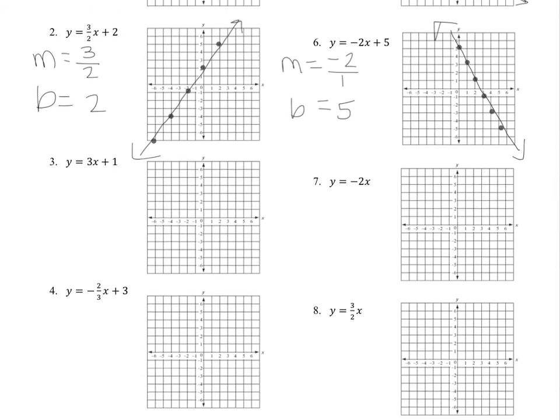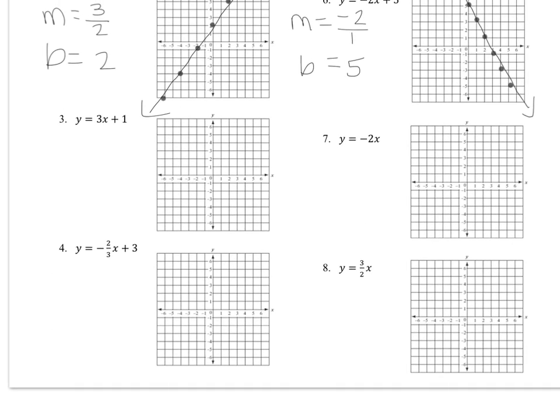Okay. So the last problem I want to do with you is number 7. So let's look at number 7. So M equals, B equals. What does M equal? Negative 2 over 1. How about B? There is no B, so B equals 0. So that means where am I going to plot 0? At the origin.